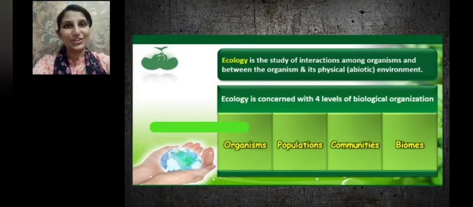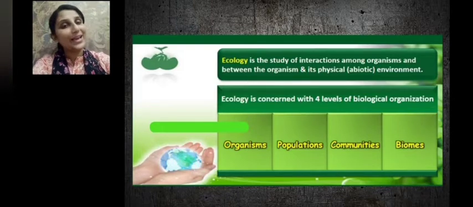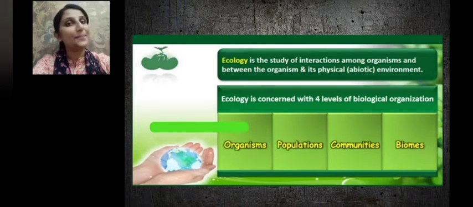What is ecology? Ecology is a very common term to us. Ecology is the study of different interactions among organisms and between the organisms and their physical environment, or the abiotic environment. There are two components in a particular ecosystem, the living and the non-living. The living components are called the biotic components, and the non-living are called the abiotic components. So how are the living components interacting among themselves and also with the different abiotic components in a particular environment?